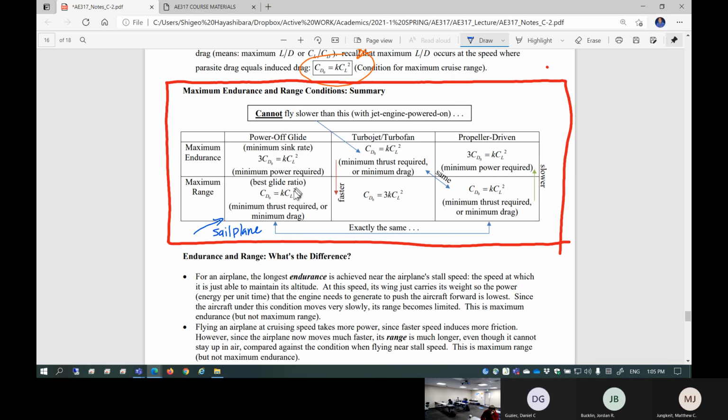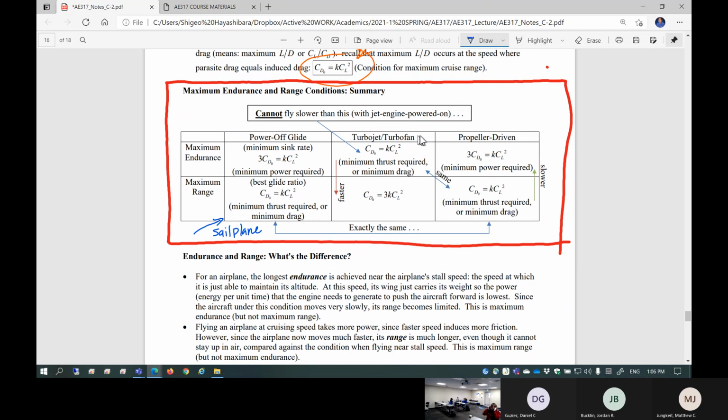So what is the maximum range for sailplane? That is essentially best glide ratio. The condition is minimum thrust required, or simply put, the minimum drag point. If you keep flying your sailplane at the condition for minimum drag, or maximum lift to drag ratio, or the condition where parasite is equal to induced drag coefficient, it is going to maximize the range. Maximum range means best glide ratio for sailplane. Even if you're flying a turbojet or turbofan, you just cut off the engine, turn it into a sailplane. This is the condition. All of a sudden, conditions changed.